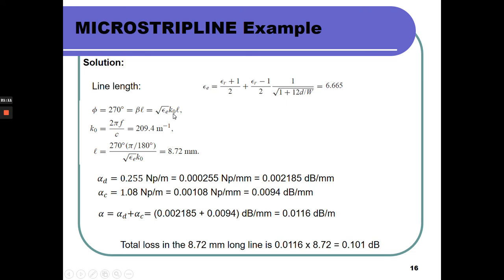So L is equal to phi divided by root over epsilon e times k naught. The k naught value we know, and epsilon e we know, and then this one. Okay, this is in radian. Because this is in degrees, you need to multiply it to make it a radian value. So we got 8.75 mm. Now the length of the line is known to us.